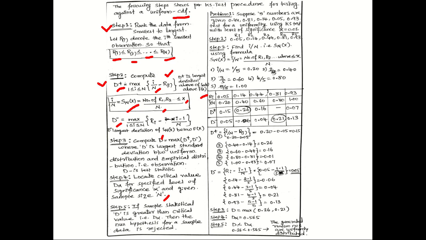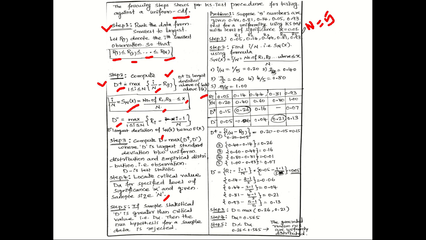So let us solve a problem by applying this procedure. The problem statement is, suppose 5 numbers are given. So these are the 5 random numbers. So what is n here? The value of n is 5 here.